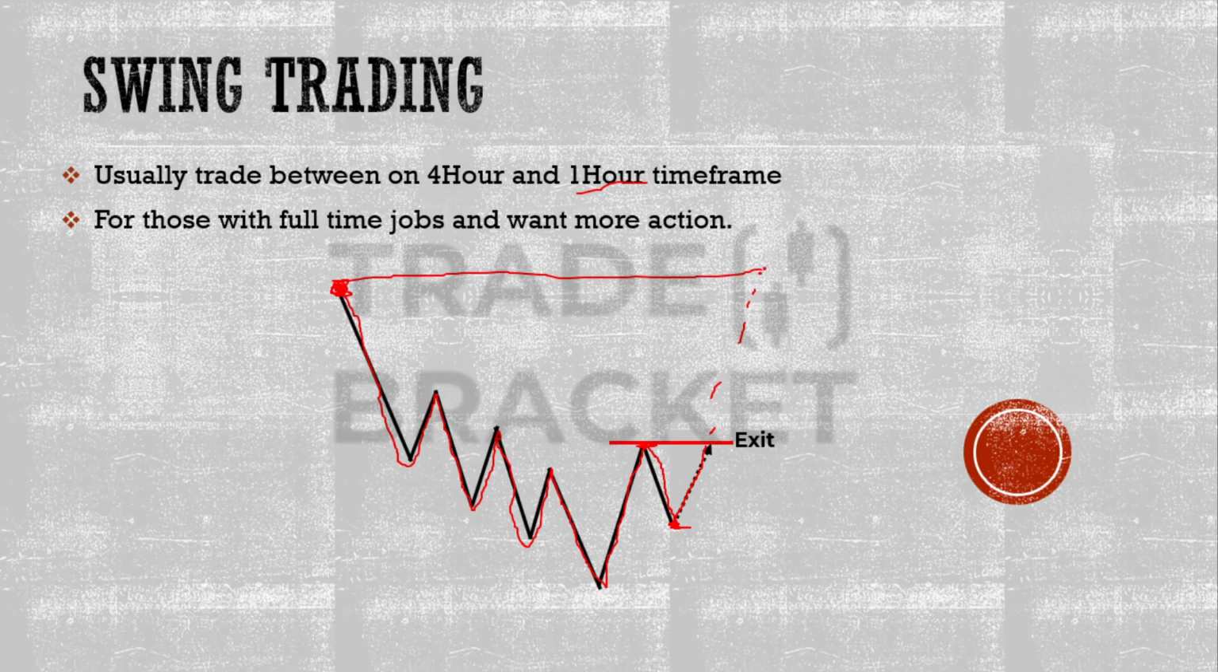So you won't hold your trade up to the beginning of the trend. You just hold your trade until it hits the next swing, which in this case will be a swing high. That's the only difference. When you're swing trading, you're just holding your trade to a point where it hits either your swing high or your swing low. So that's the difference between swing trading and position trading.